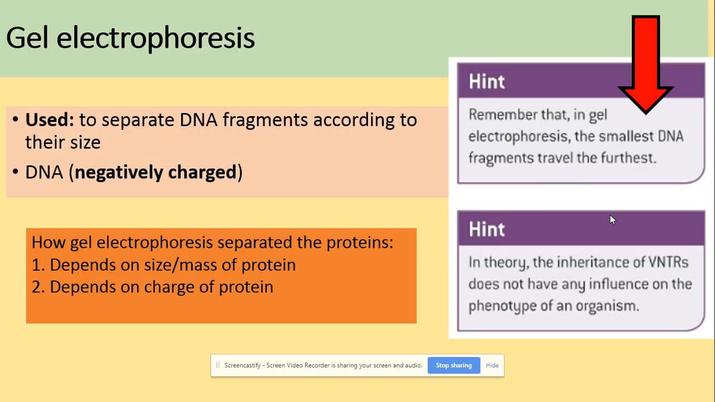So what is gel electrophoresis used for? It is used to separate DNA fragments according to size. So we need to remember that smaller DNA fragments travel the furthest distances. Okay, so it's not faster, it's just they travel the furthest distance. Another important thing is the fact that DNA is negatively charged, and gel electrophoresis can also separate proteins. So apart from depending on the size, which we've mentioned, it also depends on the charge of the protein. So those two things will apply in your past paper questions.